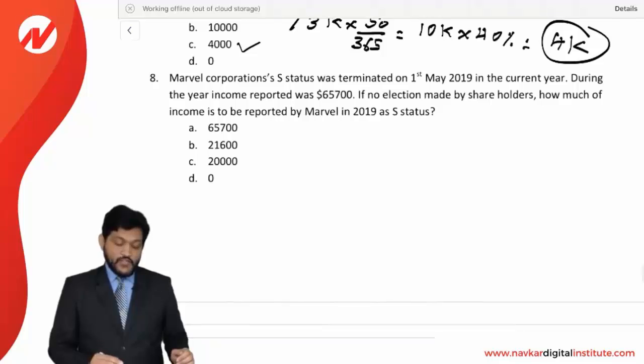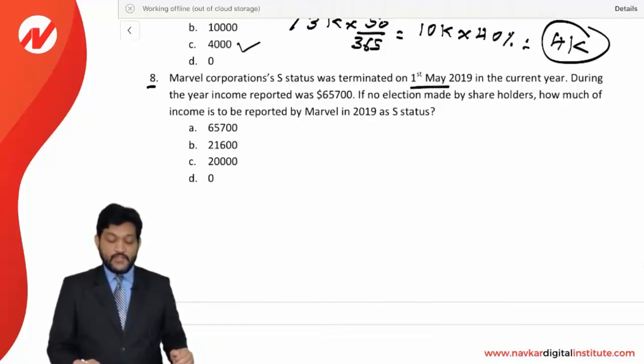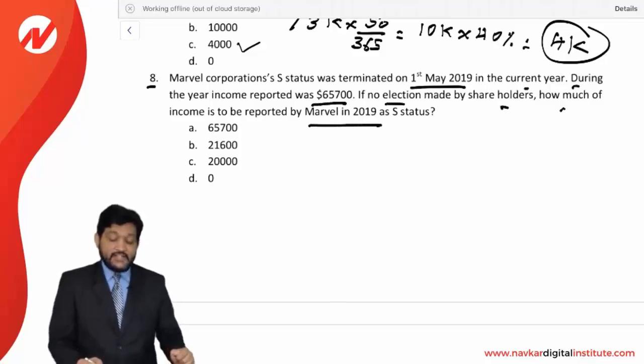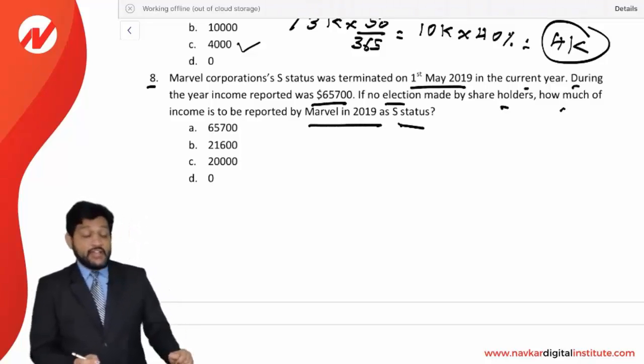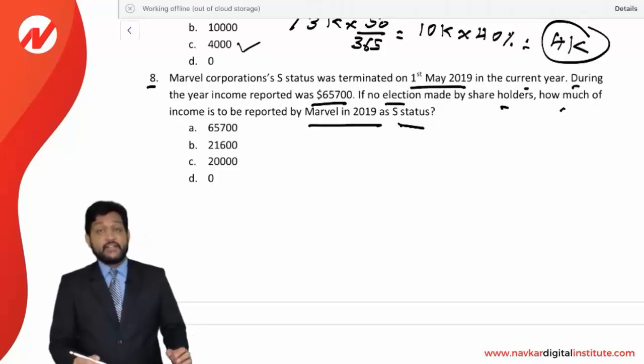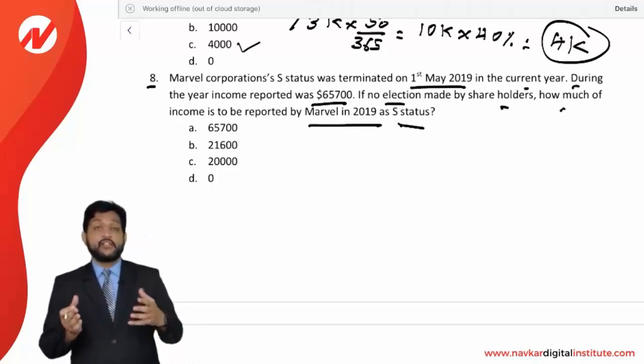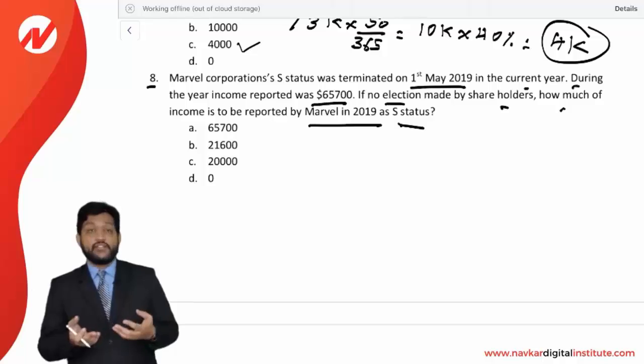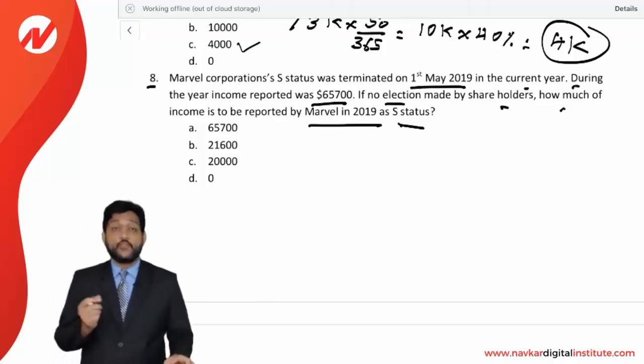Now the next one, question number 8. Marvel Corporation's S status was terminated on 1st May 2019 in the current year. During the year, income reported was 65,700. If no election is made by the shareholder, how much of the income is to be reported by Marvel in 2019 as S status? Okay, now S status has been terminated in the current year, so it will be divided in two parts: previously S status and then C status. Now they are asking how much income will be reported as S status.